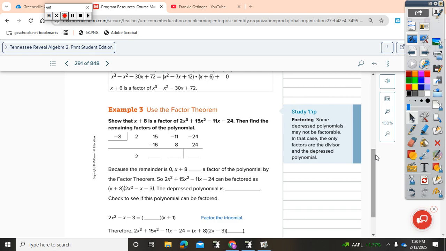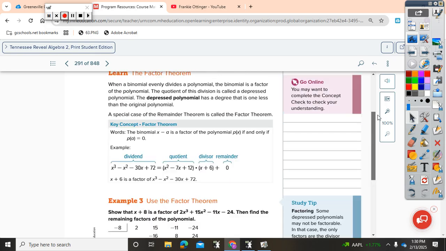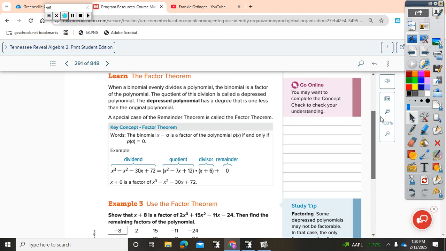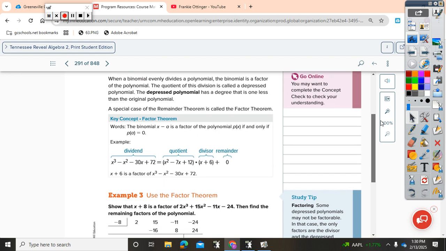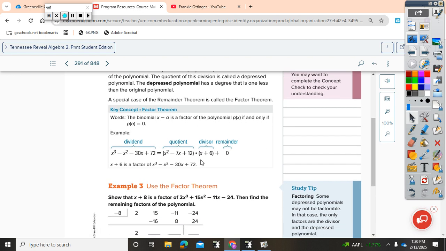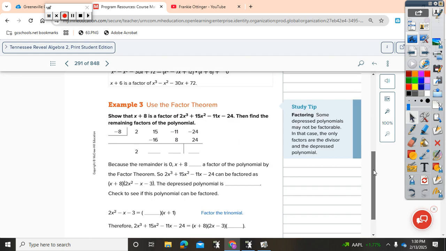All right, fast forwarding to example 3, which begins on page 271. A lot of the same things here. They're going to want us to divide out something, and then if we read the directions, we're going to use that factor and solution to find the remaining factors. So example 3, they're wanting us to divide out x plus 8. Now they use -8 there, and again, why did they do that?